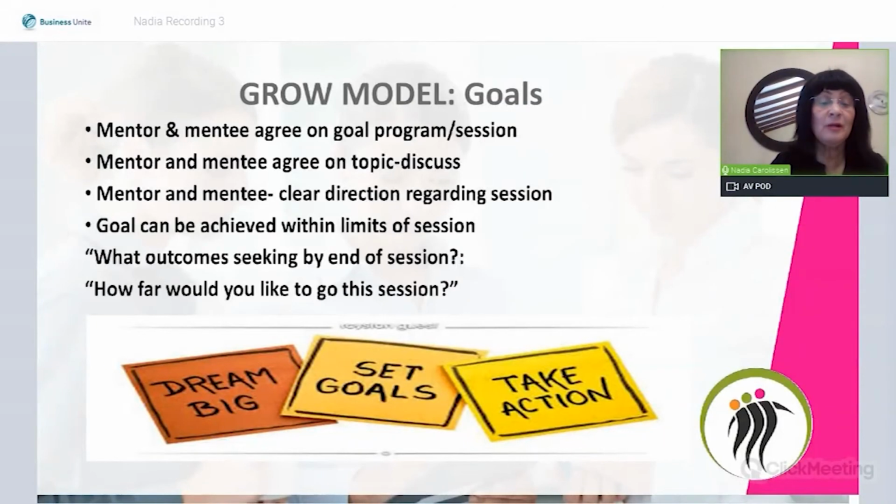So some advice regarding your goals: dream big, set goals, and take action. Many people just stop with dream big. Others stop with goals. And unless that last one, action, is taken, goals will never be achieved. So just a few pointers here regarding your goals. Mentor and mentee agree on the goals, not just for the whole mentoring program, but also for the specific session. Mentor and mentee agree on the topic to be discussed, so that there is buy-in from both parties, the clear direction that needs to be taken, what can be achieved, and by the end of a session, really, how successful were we?